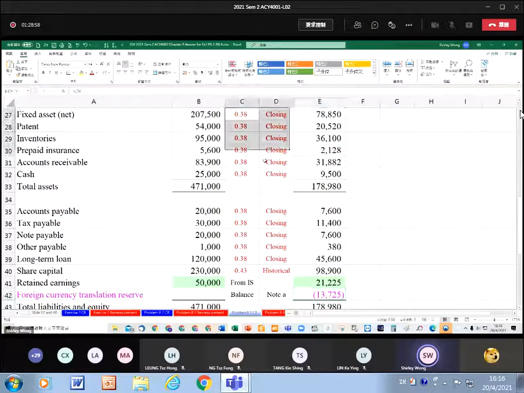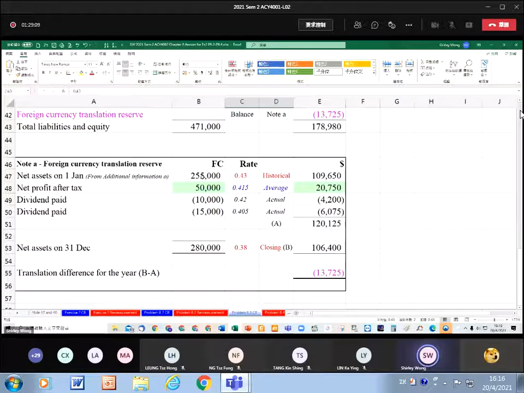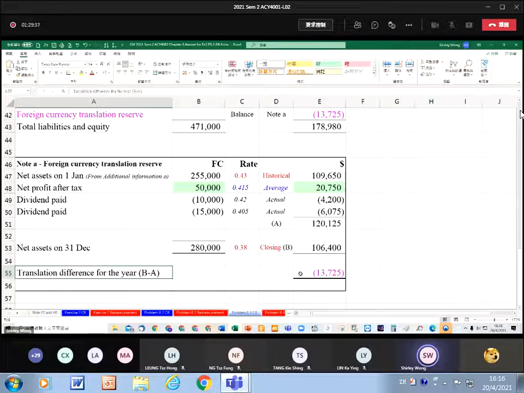Okay, so please check whether you are using the closing rate correctly and also the historical rate. Finally, let's look at the reconciliation. The reconciliation, it is increased from 255,000 into 280,000. And then during the year, find the net profit and also find the dividend pay. The net asset at the beginning using the historical rate at the beginning. And then here you use the average rate, you use the actual rate, then the amount should be 120,125. While using the closing rate, it should be equal to 106,400. And then the difference, B minus A, it represents a loss.